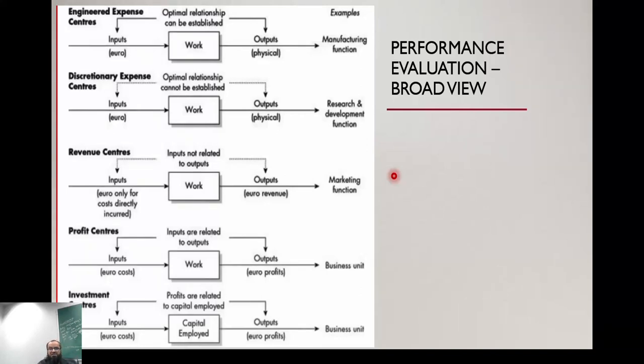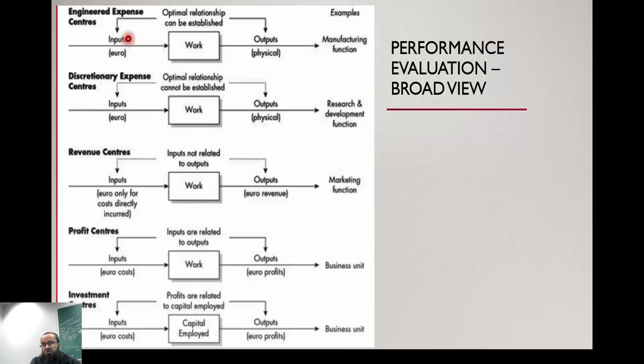The last slide for this video: engineered expense centers. So there are inputs you can see over here, and there are outputs, and an optimum relationship exists, right? So we know that engineered expense centers are, for example, the production department. The production department exactly knows that whatever the volume of production, they will need the resources according to the volume of production. If the volume of production is double, they will probably need double resources or so. So there is a variable relationship, a variability. As the output increases, the inputs will also need to be increased. So these are the engineered expense centers.